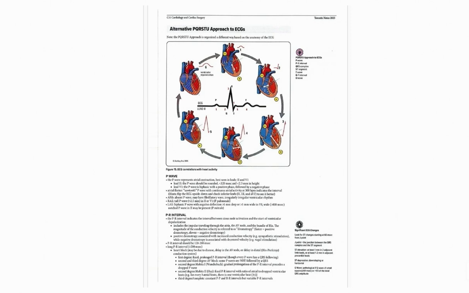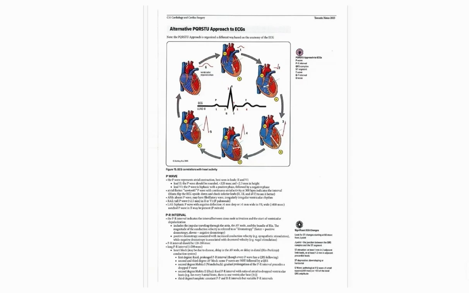The normal PR interval ranges from 120 to 200 milliseconds. A prolonged PR interval greater than 200 milliseconds indicates delayed AV conduction. Examples include first degree AV block, where every P wave is followed by a QRS complex, but the PR interval is consistently prolonged.